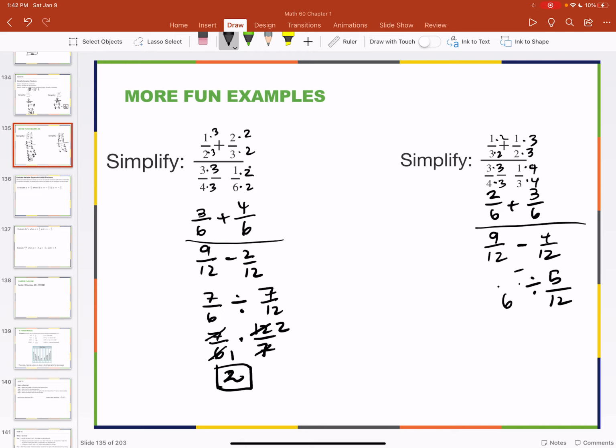Okay. All right. So this is 5/6. That was this one. Then this fraction bar became the division symbol. And then the bottom was 5/12. Okay. So then that's 5/6 times 12/5. The 5's cancel. And again, 6 goes into 12 twice. So your answer is 2.